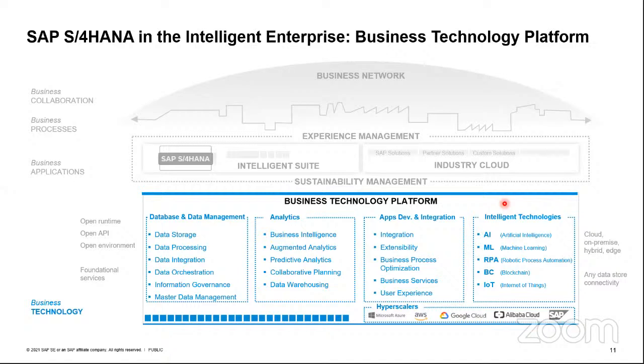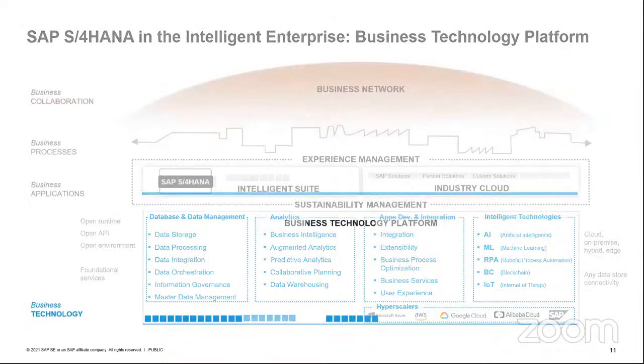There's database and data management. So all the products that support this come under this technology area of the BTP. Then we have the analytics products. We have the application development and integration, so integration and extensibility, those topics, including things like business services and enhanced user experience. All the development topics, if I may use a broad term, come under there. And then there are the intelligent technologies components, which some of you may be familiar with from as Leonardo, right? So all of them are part of the business technology platform.